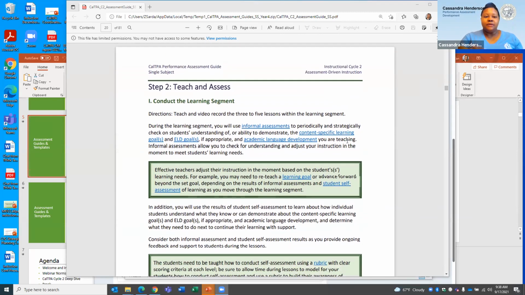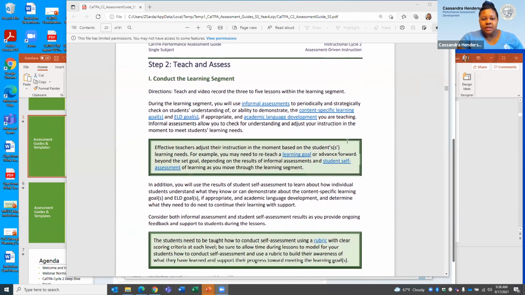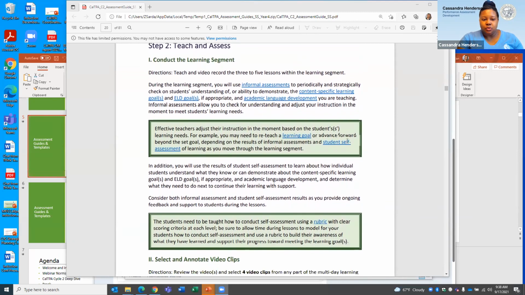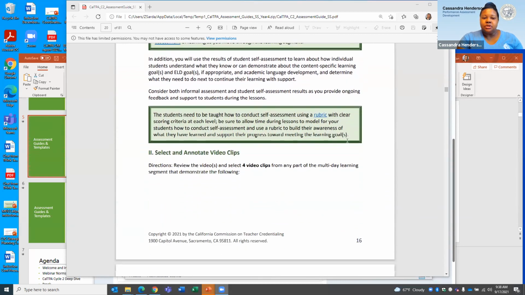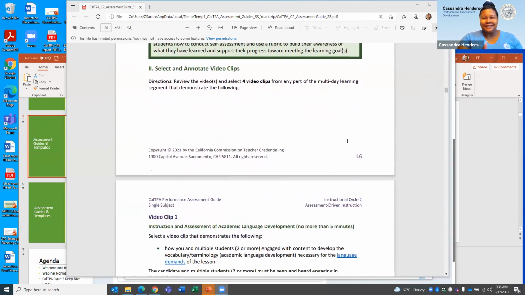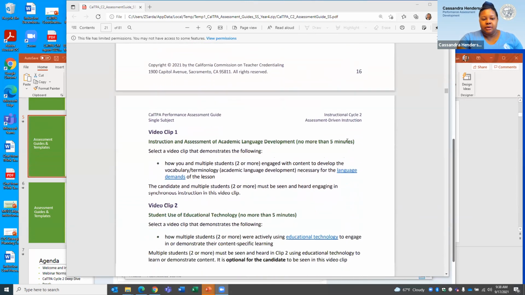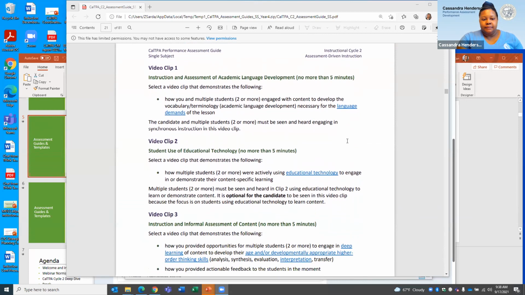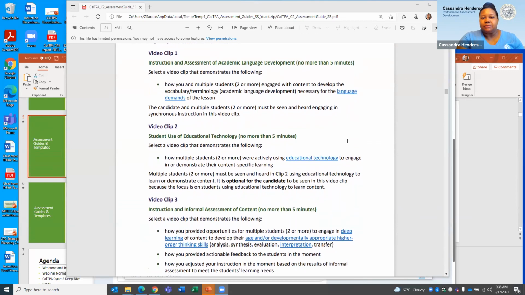Part 1 of step 2 is conduct the learning segment. So this is where they're doing the actual teaching. Again, two more green call out boxes. Part 2 of step 2, teach and assess, is selecting and annotating the video clips, and there are 4. So video clip 1, instruction and assessment of academic language development.